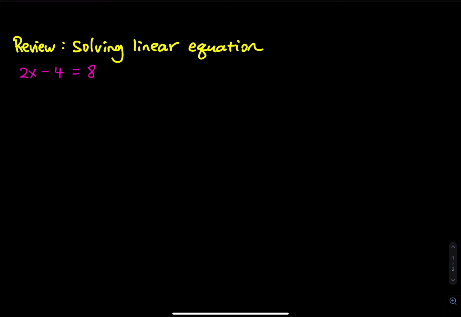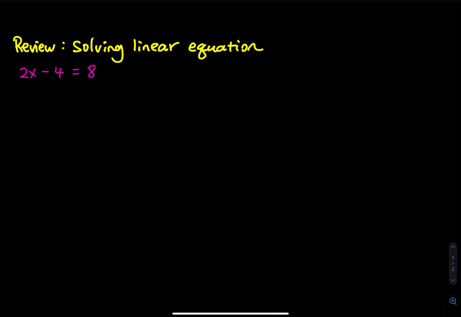Here is a review of solving linear equations. I have a linear equation, 2x minus 4 equals 8. Why is this a linear equation? It is an equation because we have a left-hand side equals the right-hand side. It is linear because the variable x is raised to the first power.